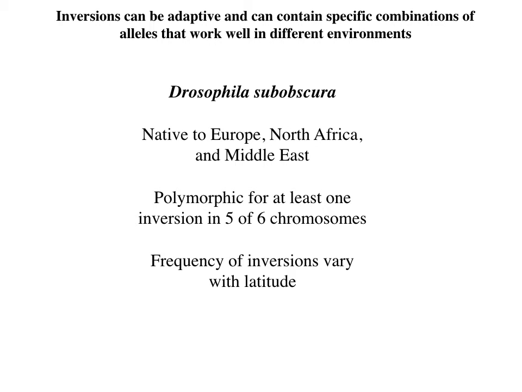This particular species of fruit fly is native to Europe, North Africa, and the Middle East. And if you go into those different populations, what you find is that they are polymorphic for at least one inversion in 5 of their 6 chromosomes. Polymorphic means they have some chromosomes that have inversions and the homologous chromosome may not, so you'll see that variation. And what's interesting is the frequency of those inversions in those populations varies with latitude.